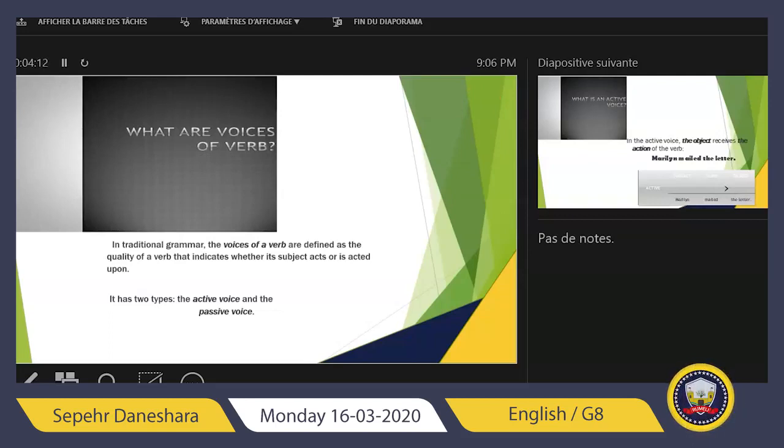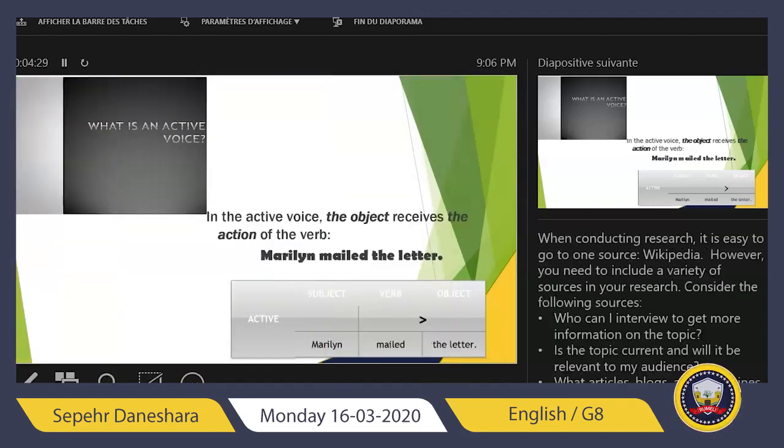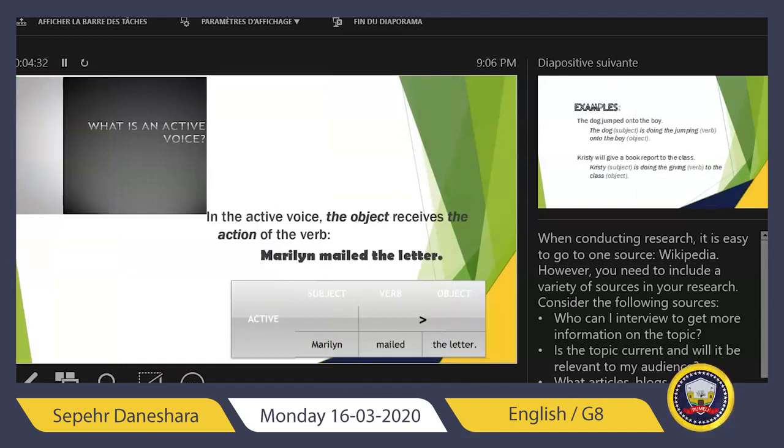Okay, so now, what do we mean when we say voices of a verb? In grammar, the voices of a verb are defined as the quality of a verb that indicates whether its subject acts or is acted upon. It has two types, which are the active voice and the passive voice. Now, if I ask you what is an active voice, what would be your answer? Probably it will be this one. The active voice, in the active voice, the object receives the action of the verb.